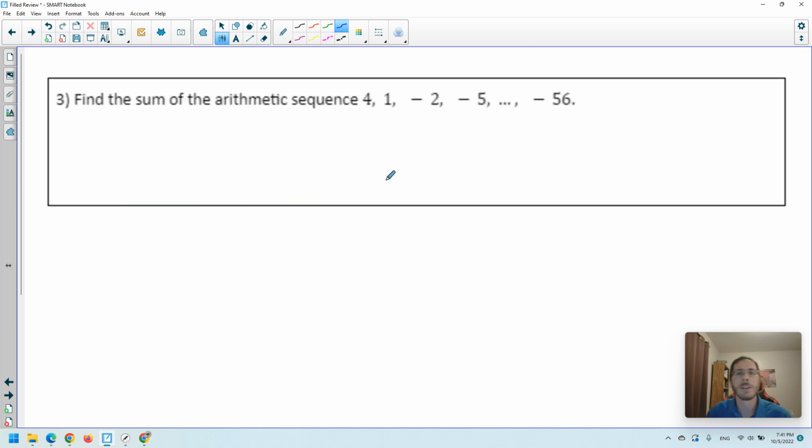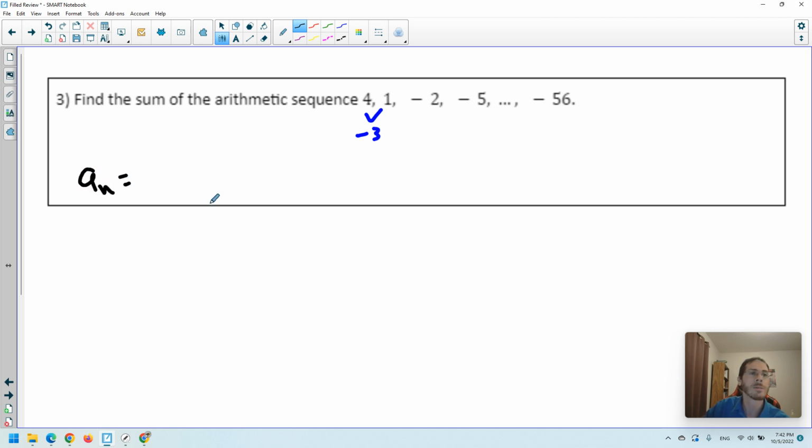So for number 3, find the sum of the arithmetic sequence. In this case, I can see I've got the first term and I've got the last term, but I don't really know exactly how many terms in between I've got. So it might be a little bit of an issue. I can tell that I'm going down by 3 every time, though. So if I want, I can start by writing the equation. I'm going to do the explicit one. The recursive one probably wouldn't help because I would just have to keep going down by 3 every time.